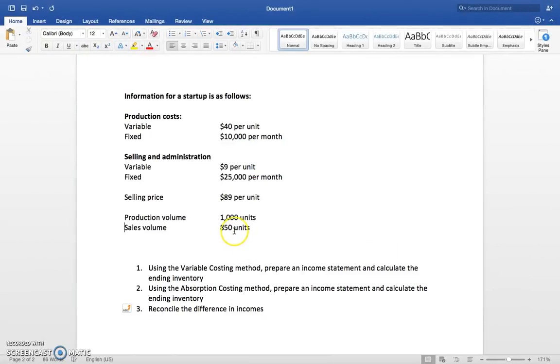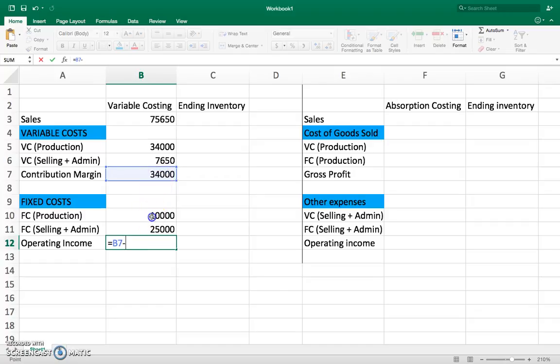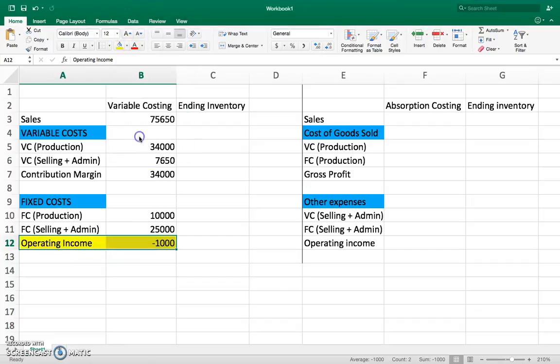And my fixed selling and admin cost is 25,000. So I'm going to put that down too. And I'm simply going to deduct these two from 34,000 to arrive at my operating income. So far, so good. That's a negative 1,000. I'm just going to highlight that. All right, now we leave this here. We'll leave our variable costing operating income alone just for now.